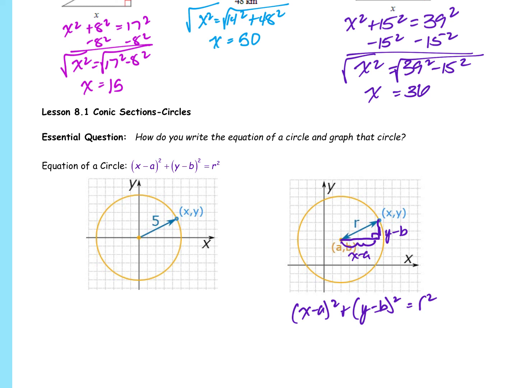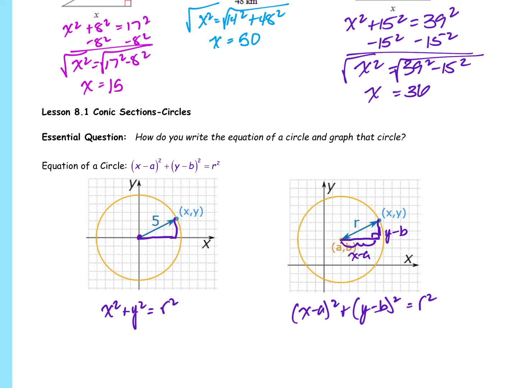And how do I get x minus a? It's just the shift here. So this would just be x squared. If I was on the first circle here, because a is 0, this is 0, 0, it'd just be x squared plus y squared equals r squared. In this case, it'd be 5 squared. So if I'm on the center of the circle, it's just x squared plus y squared, right?